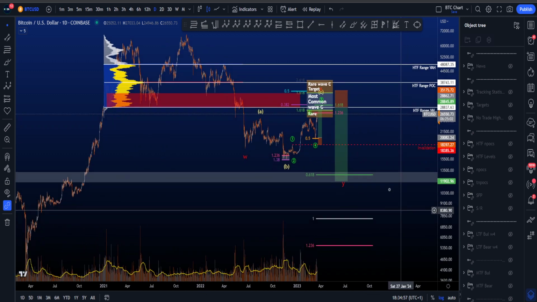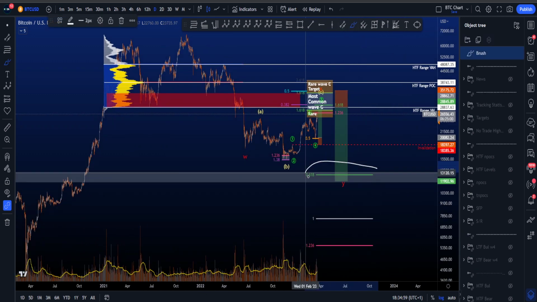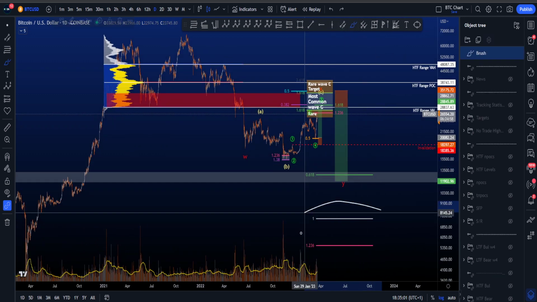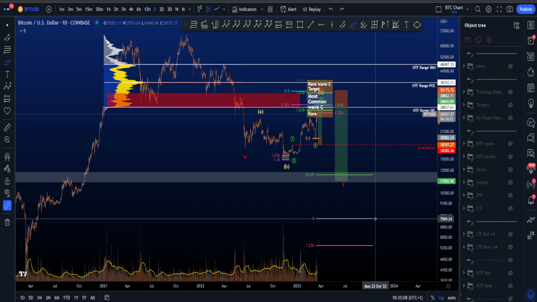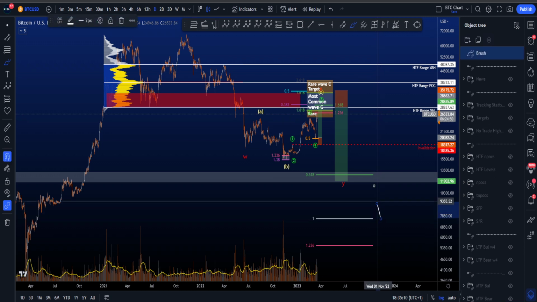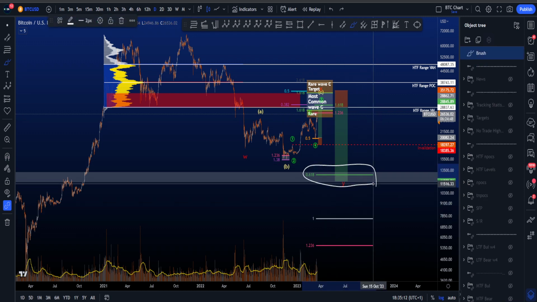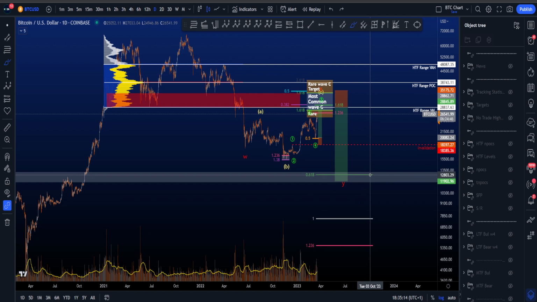So that is quite an interesting target area. However, wave Y does have deeper targets, as you can see. This is simply the first target, but there are deeper targets, even all the way, I don't want to scare you guys, all the way down to basically 5.4k and the 1-to-1 at 7.5k. But the first minimum target, let's keep it positive, is over here at about 12.8k.